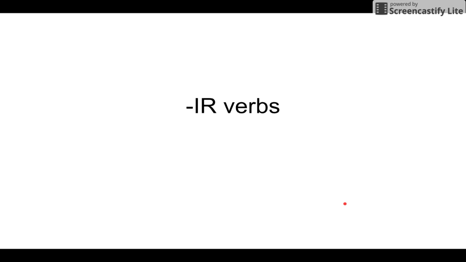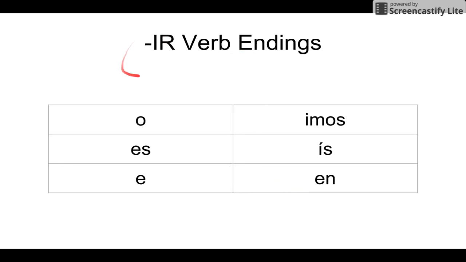IR verbs, this is the same pattern. We are still starting with the infinitive, chopping off the IR ending, and this time we're going to add the endings for IR verbs. Now this one's quite easy because the endings for IR verbs are very, very similar to the endings for ER verbs. O, es, e, which is exactly the same. Imos, ís, en. So the only change we have between IR and ER endings is this right here, imos and ís.